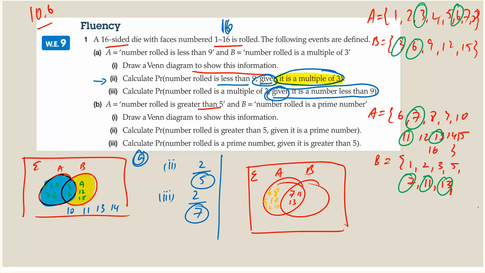Okay, so let's do the given part, right? Given B, so we only look at B. B has 1, 2, 3, 4, 5, 6 numbers. So B has 6 numbers. What is the number greater than 5? So we have 3 numbers out of the 6 that are greater than 5. Oh, that's a half.